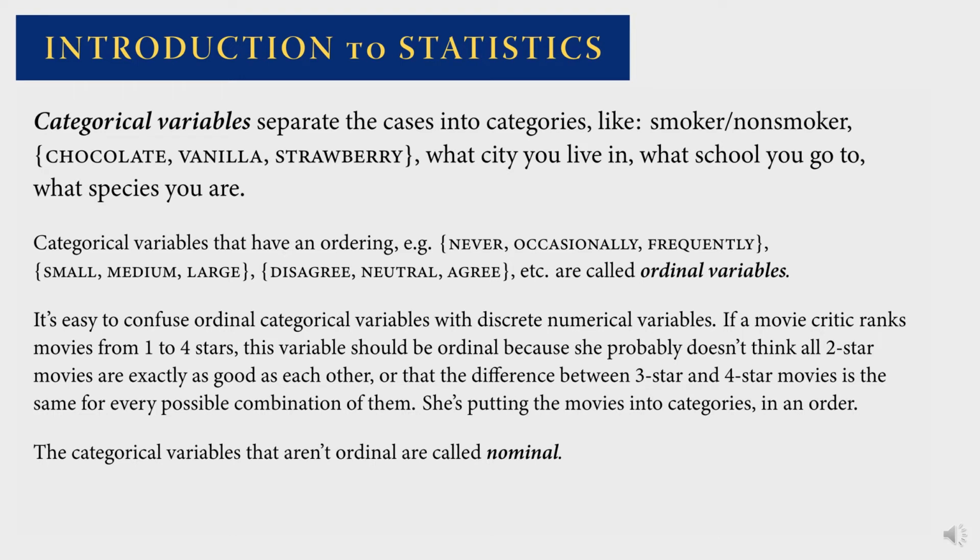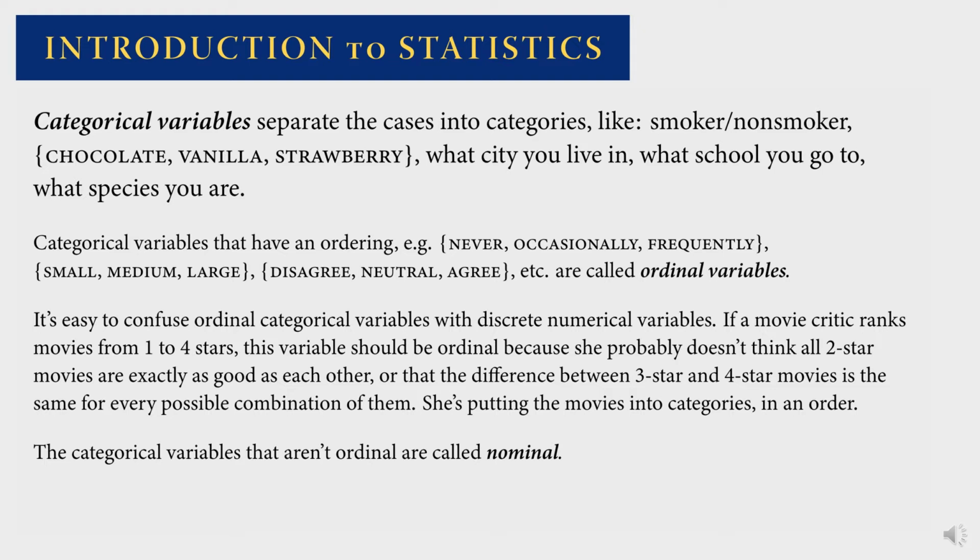Variables that aren't numerical are categorical. They can be fit into some types of categories. Nominal categorical variables don't have an order, like chocolate, vanilla, strawberry aren't in any kind of order. But small, medium, large are in an order, and these are called ordinal variables.